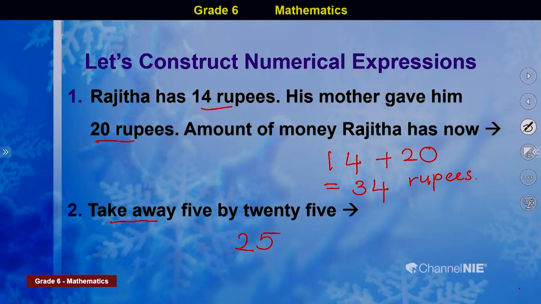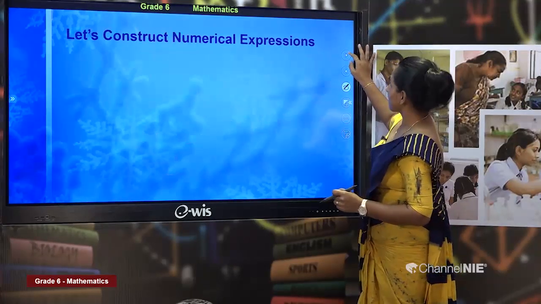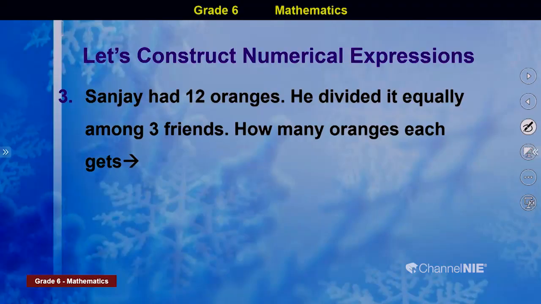25 subtract 5. Here you can simplify this numerical expression further. 25 subtract 5 is 20. Let's move to another example. Sanjay had 12 oranges. He divided them equally among 3 friends. How many oranges does each get?